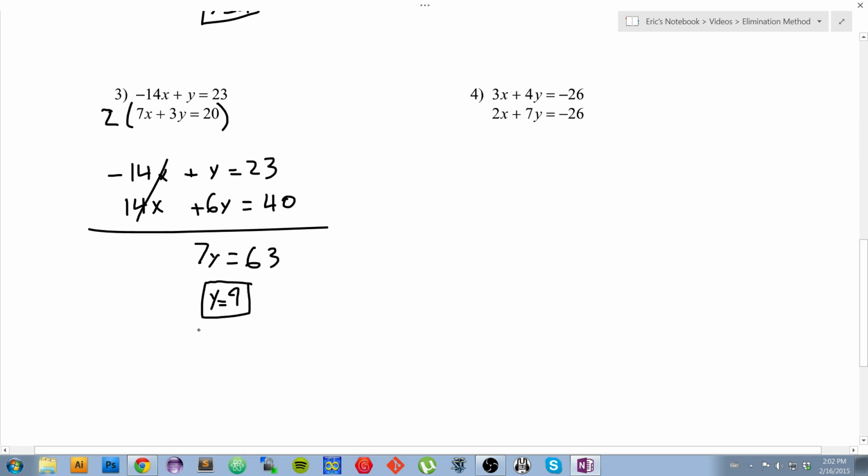And again, to find out what your first variable is, in this case x, we're going to plug it back into one of the equations and solve for it.